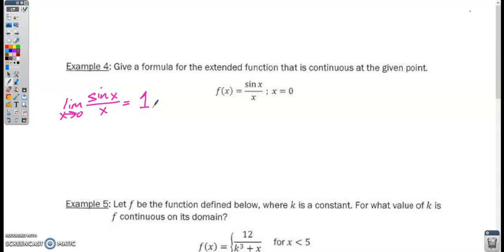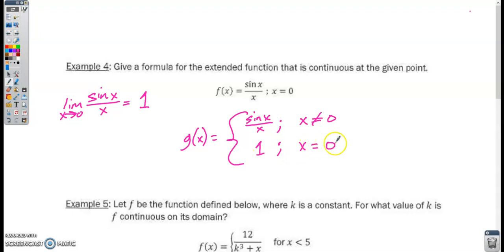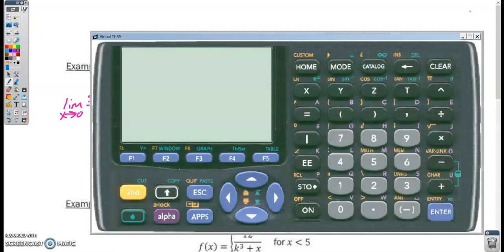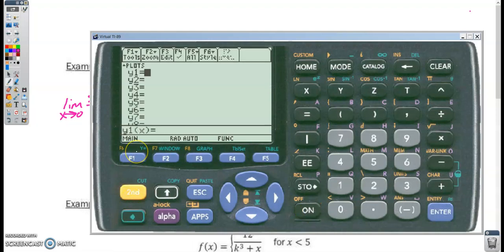And now that gives us all the information that we need to write our extended function that's continuous at the given point. So we're going to write g of x is equal to sine of x over x everywhere where x does not equal 0, and it'll be 1 when x does equal 0. And that is a continuous extension of that function, where it is the same graph except it fills in the hole in the graph.